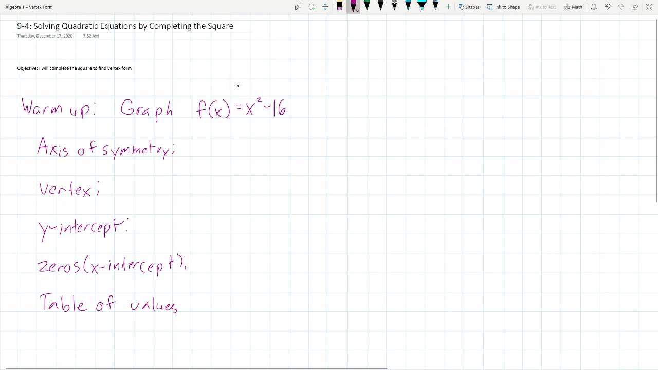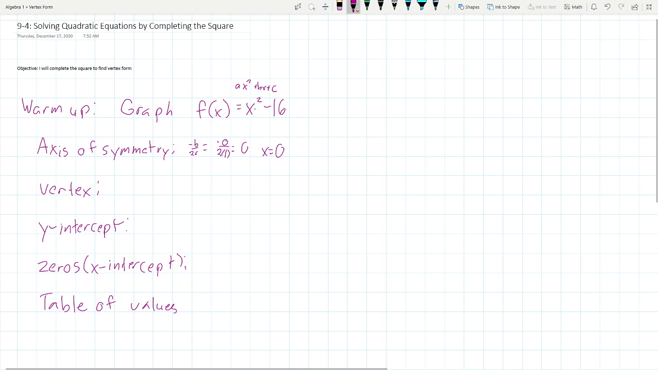I notice that this appears to be in the form of ax squared plus bx plus c, because I notice it doesn't have any parentheses around it. You could see this in vertex form and it would be doing the same thing. But my axis of symmetry, if I'm thinking of it in ax squared plus bx plus c, I can say, oh, hey, that axis of symmetry is negative b over 2a, and since there's no b, it's going to be 0. So my axis of symmetry is x equals 0.